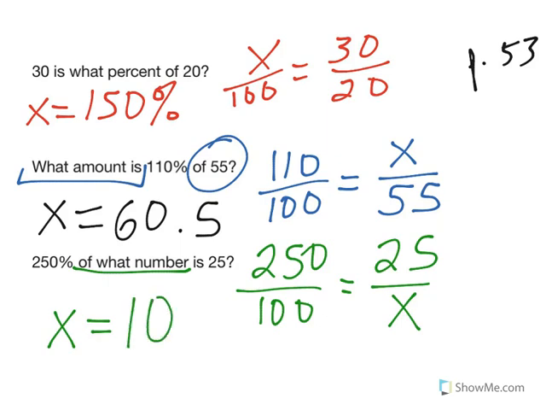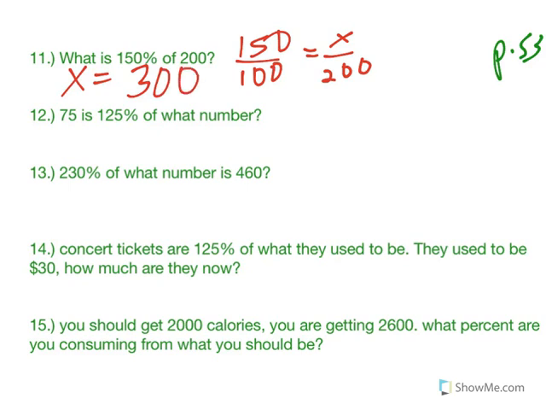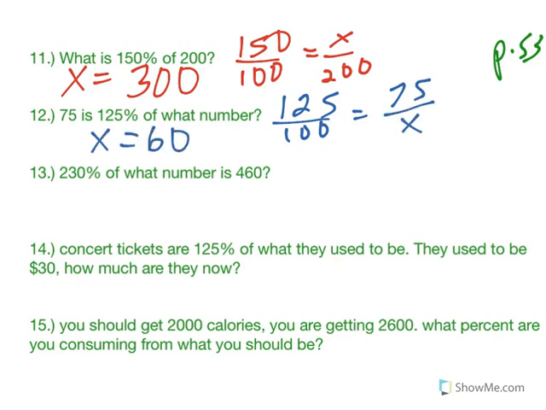All right, at the bottom, page 53, there are 5 questions. Go ahead and do those now, and then come back and check your answers. All right, here on the bottom page, 150% is over of, and we end up with an x value of 300. 125%, 75 is of what number? X comes out to be 60.